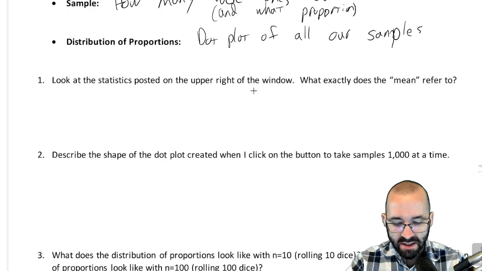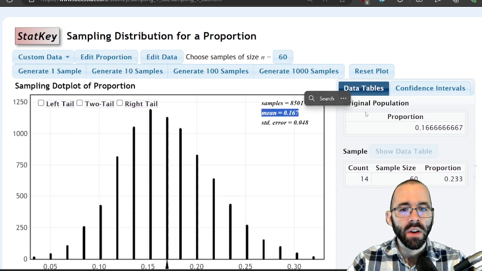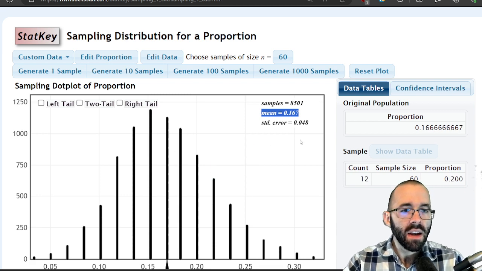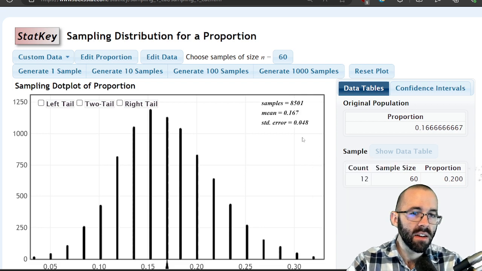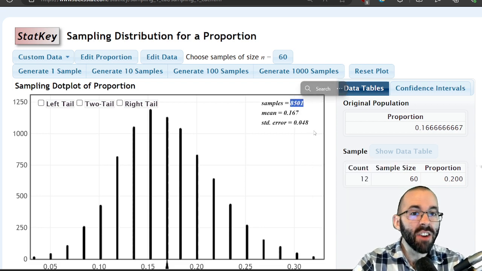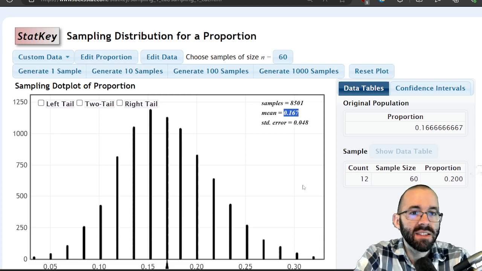Looking at the statistics on the upper right of the window, what does the mean represent? Well, it's for the dot plot. It's out of all of the rolls we've done. And we've rolled 60 dice 8,500 times. Out of all of those rolls, what proportion did we average? About a 6. That's a 1/6 as a decimal.